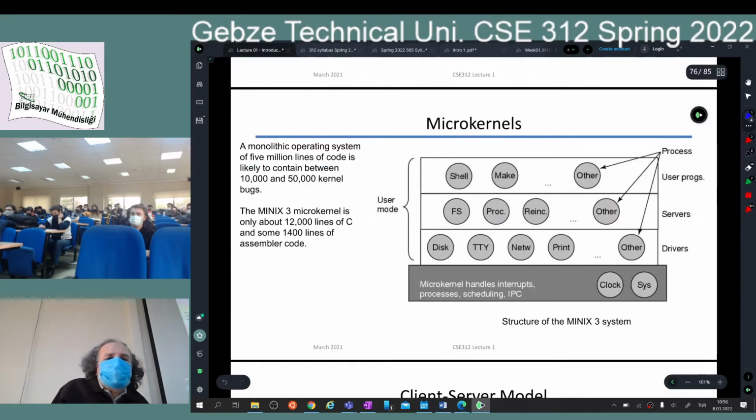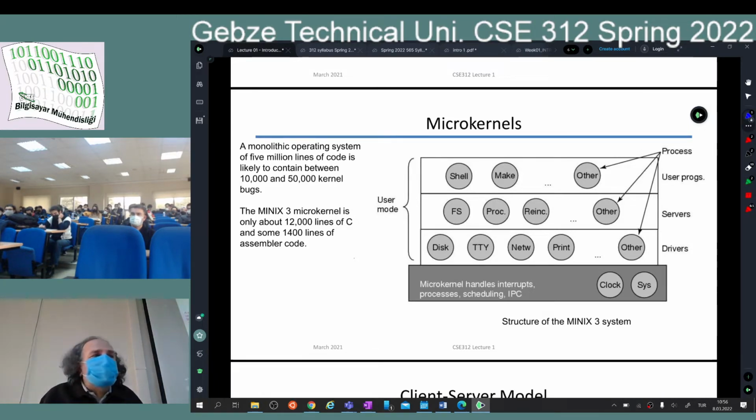How come Minix can be a microkernel operating system? Because it is developed just to be an experimental operating system. Okay, it is not commercial. Nobody uses Minix for something useful other than teaching purposes. Okay, Minix is designed to be a microkernel operating system. That's it. It is good for experimentation and teaching and learning.